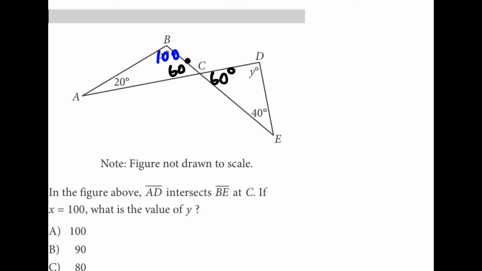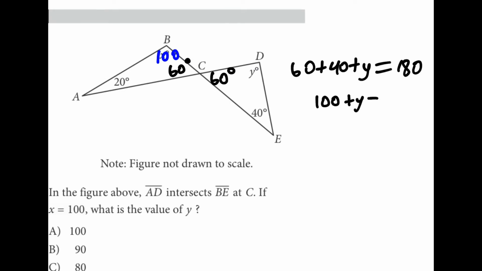Then I do some very similar math here on the right. 60 plus 40 plus y equals 180. And if I subtract 100 from both sides, I get that y is equal to 80, which is C.